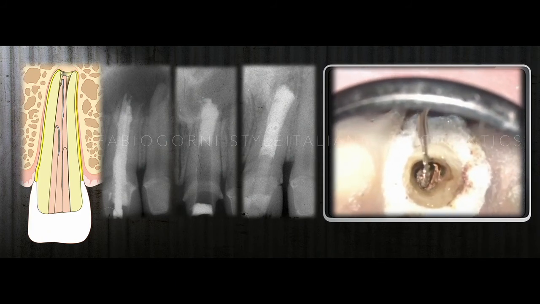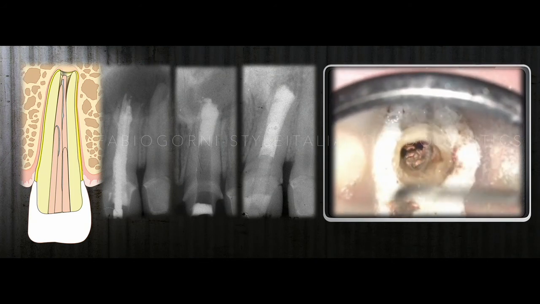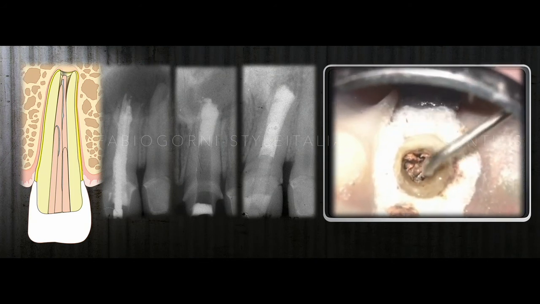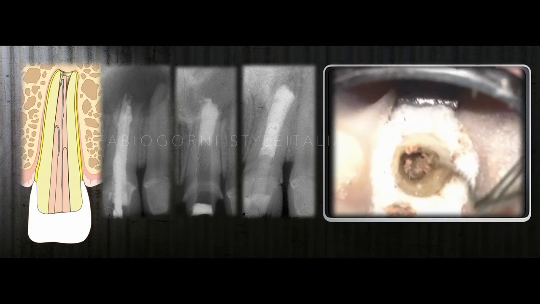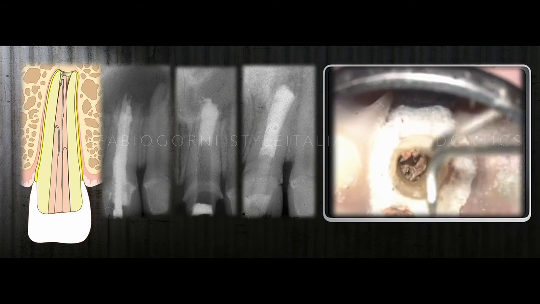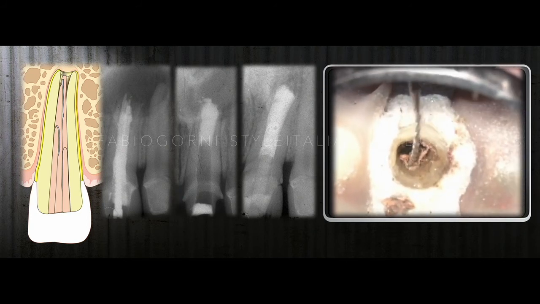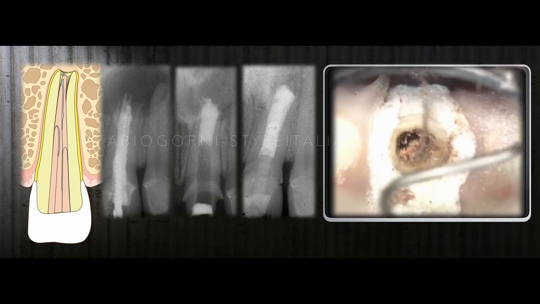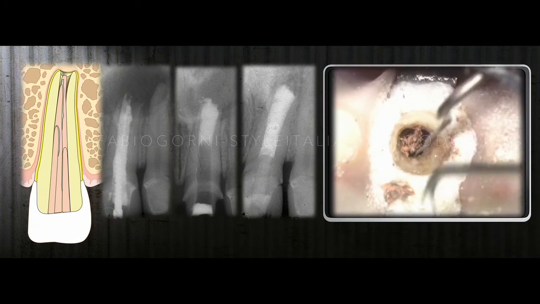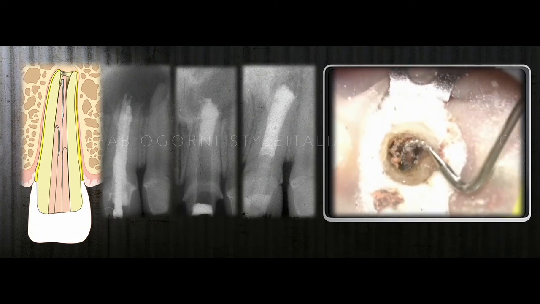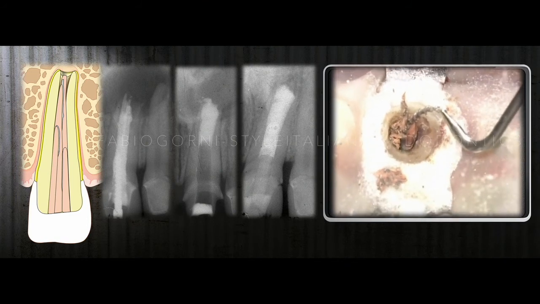And as you can see, it's not easy to do. It's not easy to do it. And try to pull it outside of the root, but it needs time. If we can't completely remove the material inside of the canal, we can't put MTA in the apex. This is really, really important.